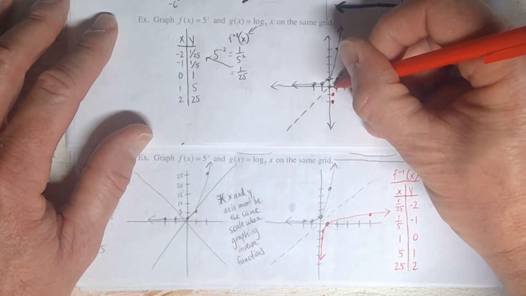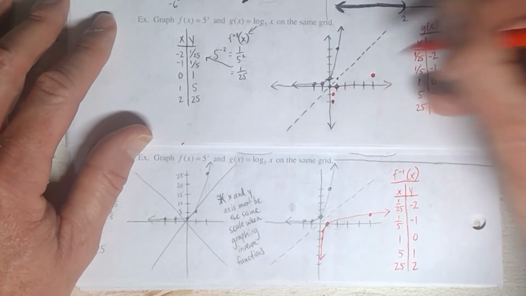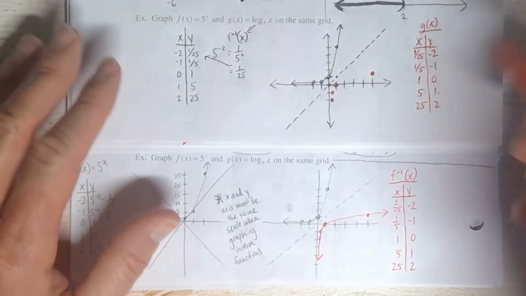(0, 1) is right here. (5, 1) is right here. And again, don't worry about the point that has the 25 in it. Okay. Now, we have a basic guideline, but don't graph it yet.